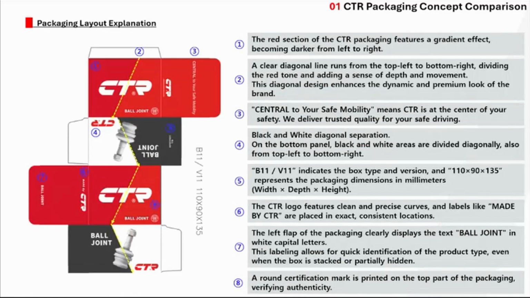For the black and white diagonal, the separation continues on the bottom panel, helping to organize visual information clearly. 5. The code B11V11 identifies the box type and version. The dimensions 110, 90, 135 mm refer to width, depth, and height.